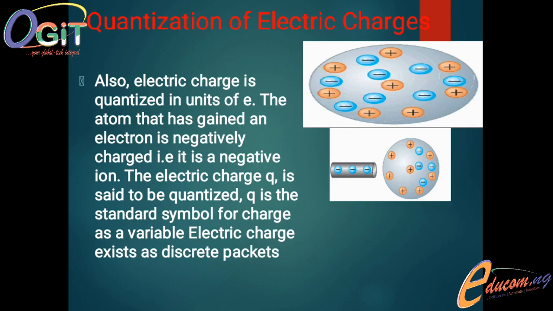Also, electric charge is quantized in units of e. The atom that has gained an electron is negatively charged and it is a negative ion. The electric charge Q is said to be quantized, and Q is the standard symbol for charges as a variable. Electric charge exists as discrete packets.